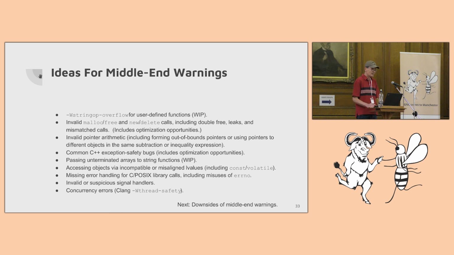Some of these warnings also present optimization opportunities. They kind of go hand in hand. So if you implement the warning, think about providing along with it the optimization opportunities that the warning might expose. Passing unterminated arrays to string functions, that's something that I've been working on, and Jeff might have actually already checked in the meantime. Nevertheless, it's a common problem to pass an array that doesn't have a terminating null to a string function. So detecting those wherever possible would be helpful.